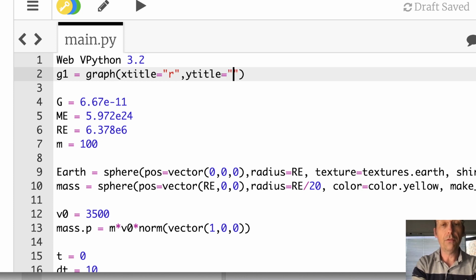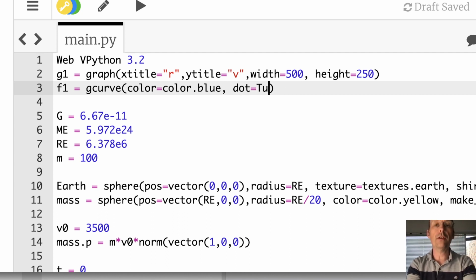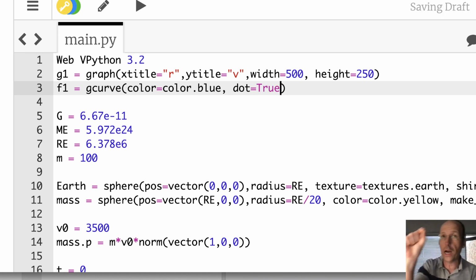Title equals v, and I do want to put the width equals, let's do 500. Height equals 600. Just to, 250. And then f1 equals gcurve. Color equals color.blue. Dot equals true. So dot equals true is going to be useful in this case because we're not plotting it versus time, but the dot will show us where in time we are.